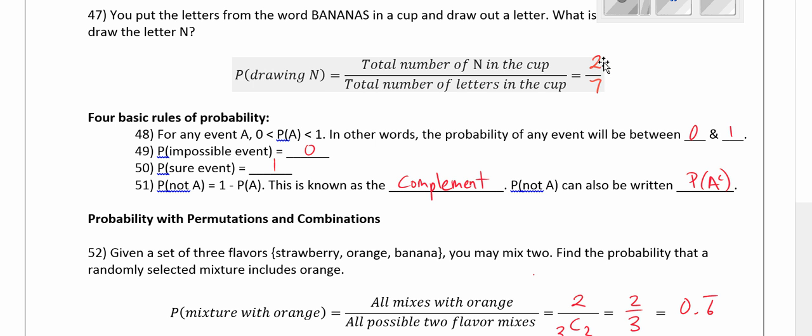So 2 possible letters that are N divided by 7 total letters, and your probability is 2 over 7. And again, we could have shown that as a decimal or a percent. 4 basic important rules of probability.